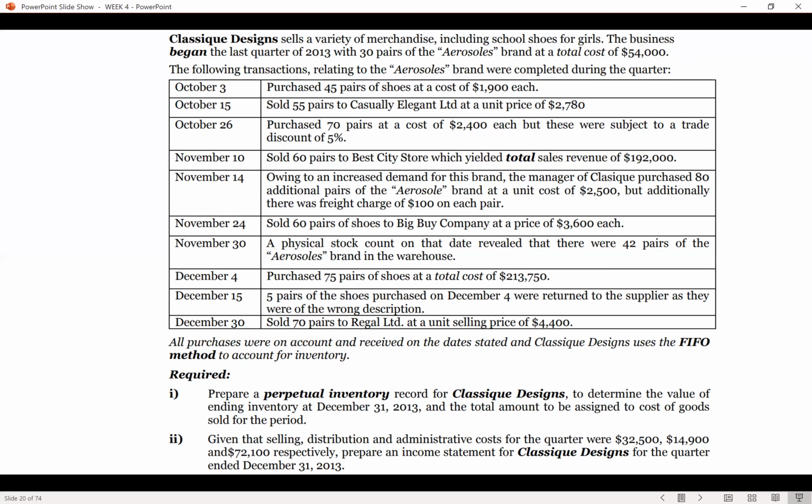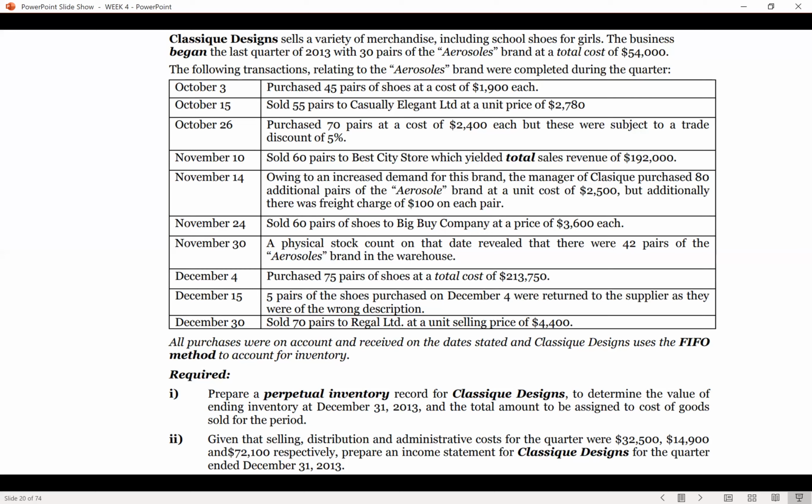So let's look at November 10th. On November 10th, we sold 60 pairs to Best City Store, which yielded total sales revenue of $192,000. This question, same as October 15. The difference is it gave you total revenue, it didn't give you the unit selling price. And as per usual, this sales revenue, this selling price, it's not the focus for our inventory record system.